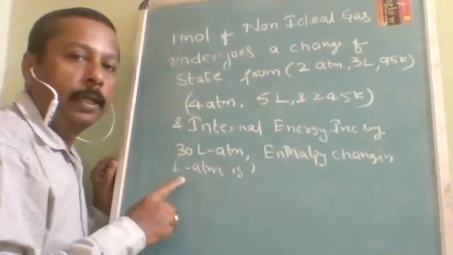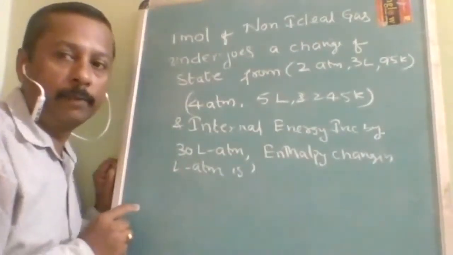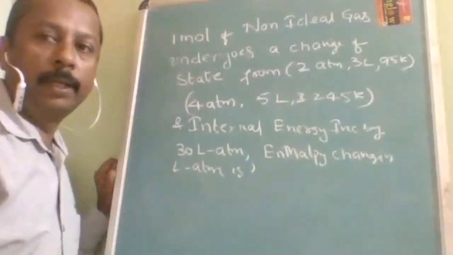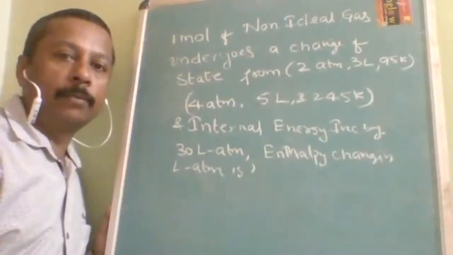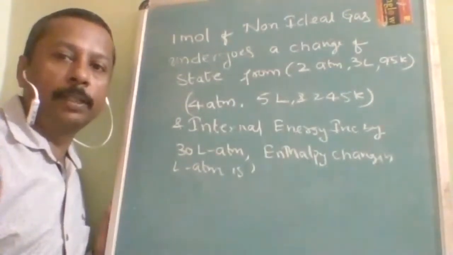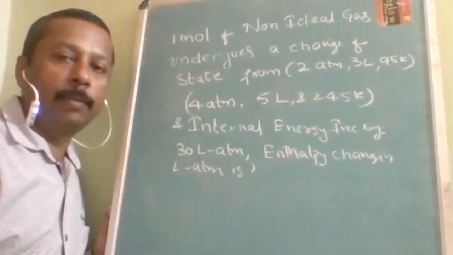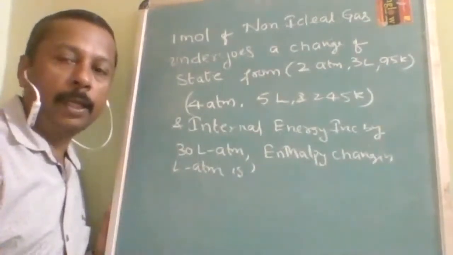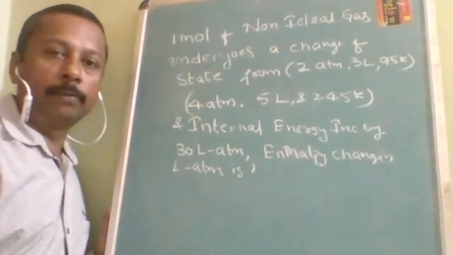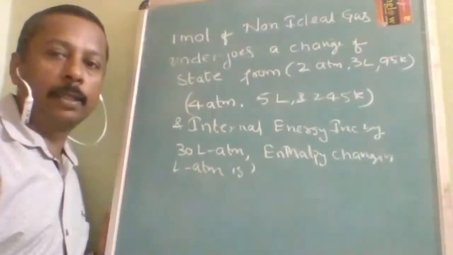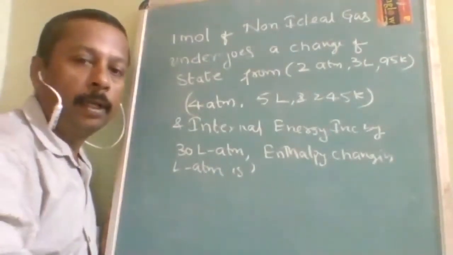1 mole of non-ideal gas undergoes a change of state from 2 atmosphere, 3 liter and 95 Kelvin to 4 atm, 5 liter and 245 Kelvin. There is also a change in internal energy, increased by 30 liter atmosphere. You have to find the enthalpy change, with units in liter atmosphere. Try to solve and tell me the answer.